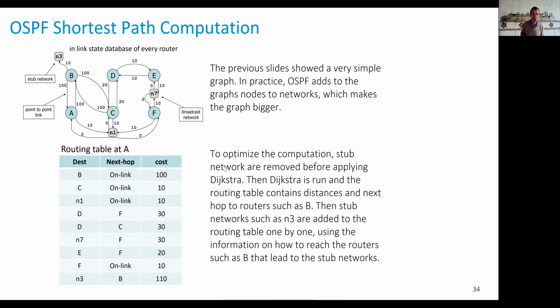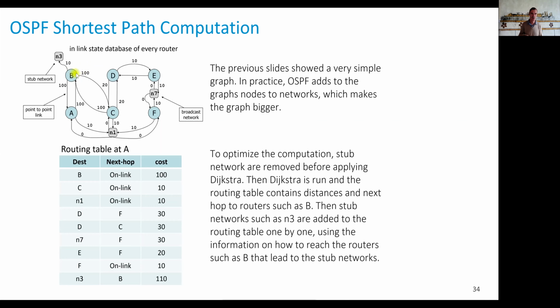As I mentioned, there are stub networks, like N3. So this is the real network. There's a little more than just the routers here. And as I mentioned, the stub networks, which typically are many, are not used in the shortest path computation in this Dijkstra algorithm. They're used in a second step.